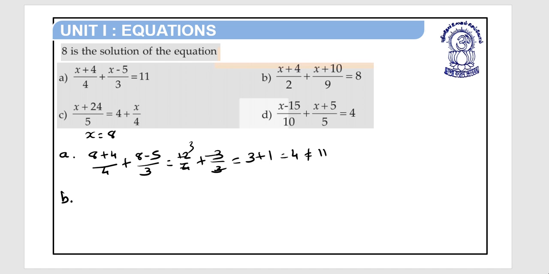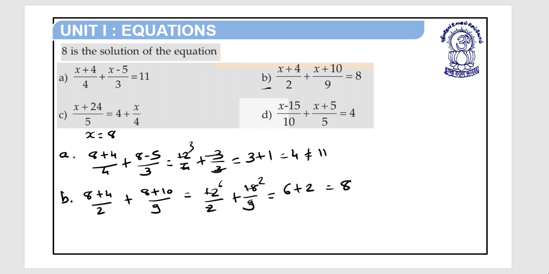Now put the value of x is equal to 8 into B. So 8 plus 4 by 2 plus 8 plus 10 by 9. 12 by 2 plus 18 by 9. 2 6s are 12, 9 2s are 18, 6 plus 2 is equal to 8. So LHS and RHS are equal. So answer is B.